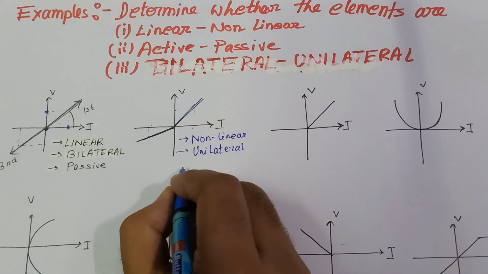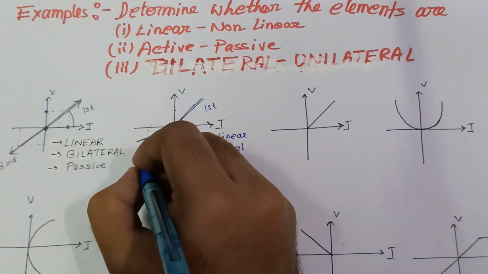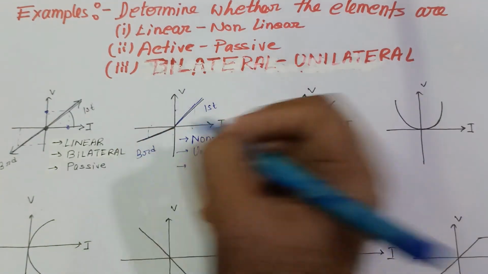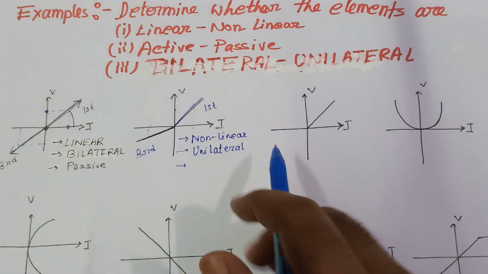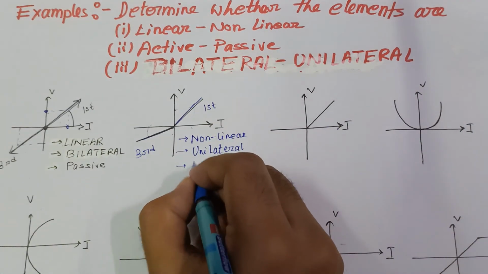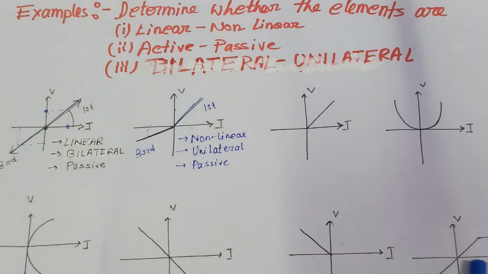One more thing, active or passive. Here again it is lying on the first and third quadrant. So the slope is positive. If the slope is positive, then it is a passive element. So it is non-linear, unilateral and passive.